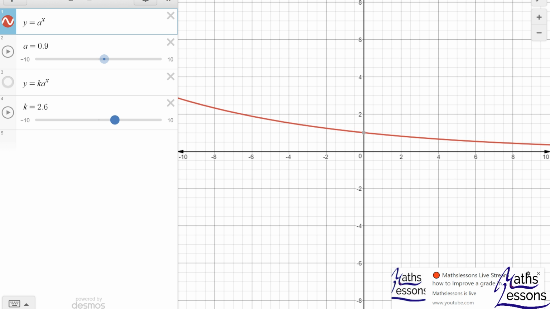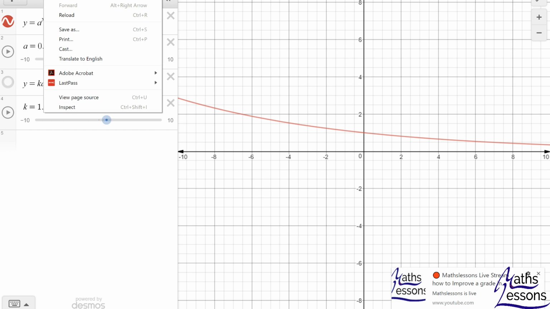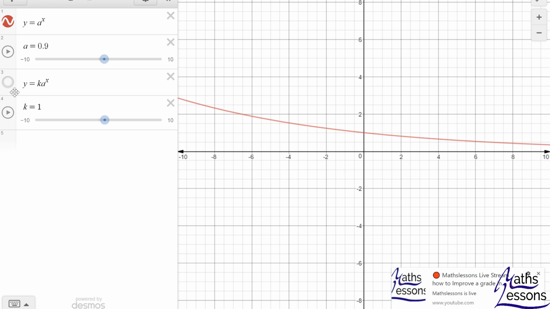Now what we're going to do is look at what happens if we multiply that graph. So let's just look at k equal to 1 on the green graph. It's exactly the same as the red graph. But now I'm going to show you the difference between these as we change the value of k. As we increase k, we notice that the place where it crosses the y-axis also changes.